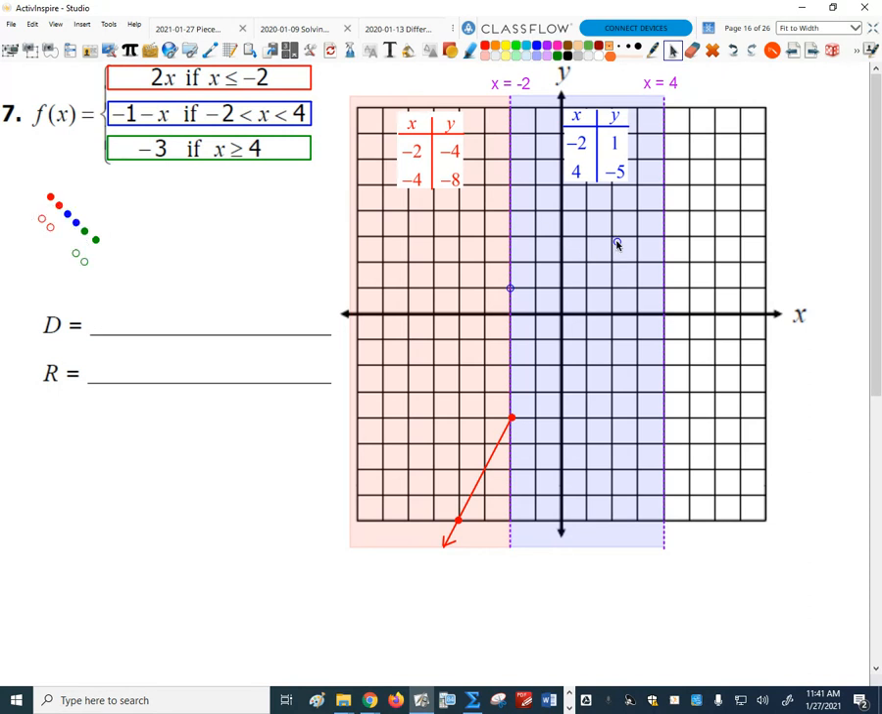Oh, got it. Okay, so positive 4, negative 5. So there it goes. And then all I'd have to do is just connect those points, and it'd look like that, wouldn't it? Okay, that's where we leave off for today.